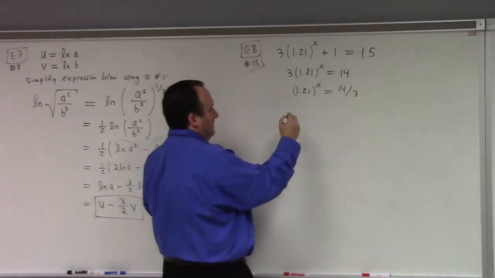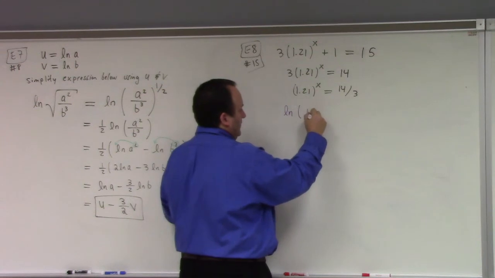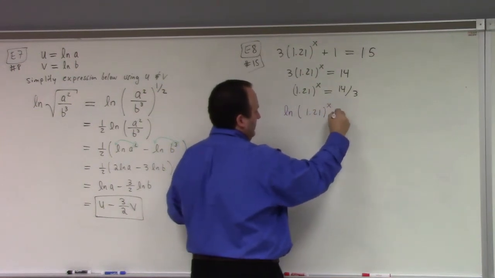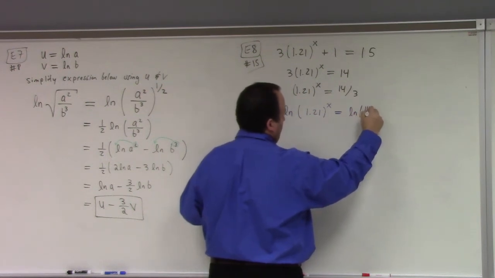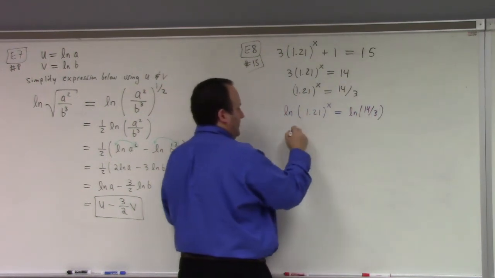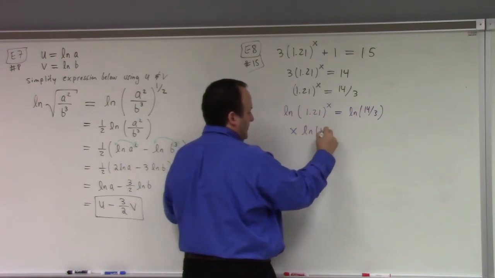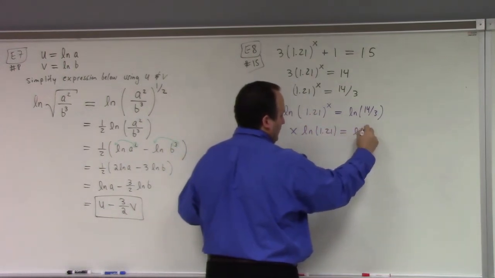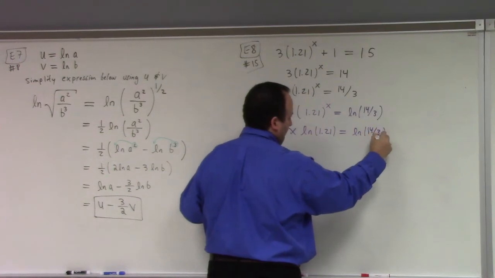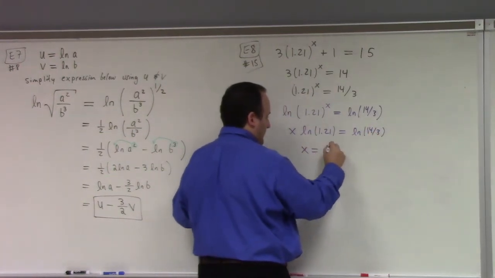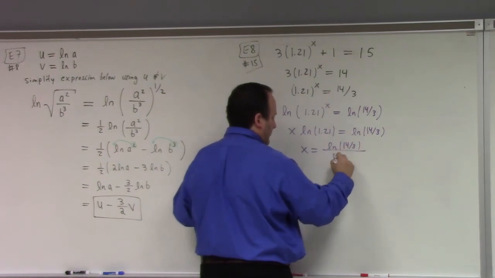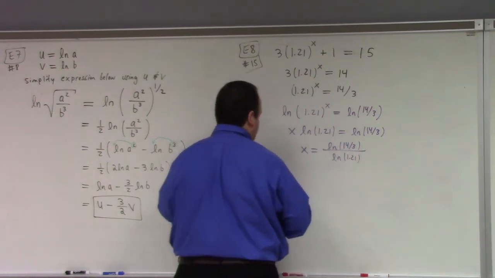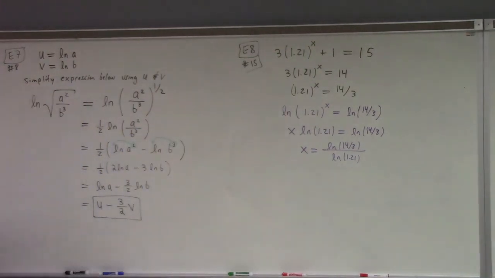So natural log of 1.21 to the x power equals natural log of 14 over 3, which gives me x times the natural log of 1.21 equals the log of 14 over 3. Then solve for x. x is equal to the natural log of 14 over 3 divided by the natural log of 1.21, which, of course, we can obtain a decimal approximation for if we want.